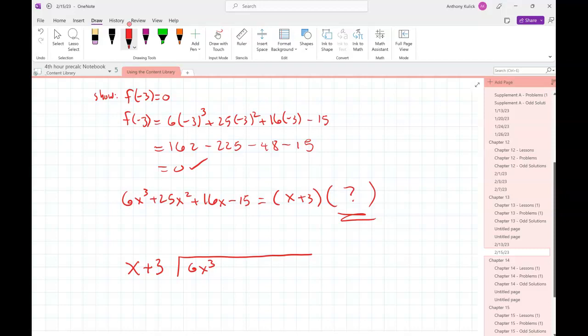I'm sorry, this is negative, that's positive. Thanks, Cheyenne. So that quotient from our polynomial division is going to give us the result.